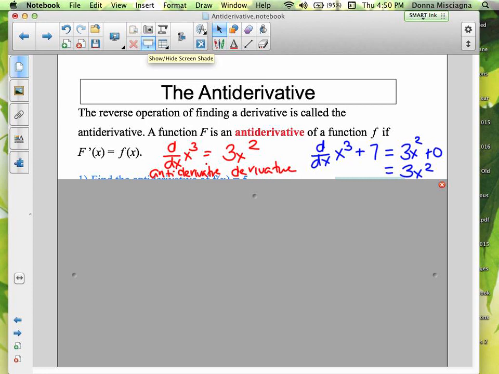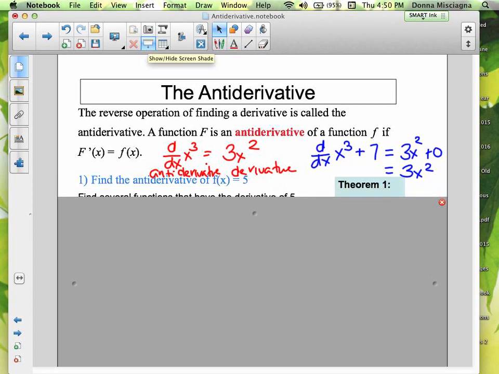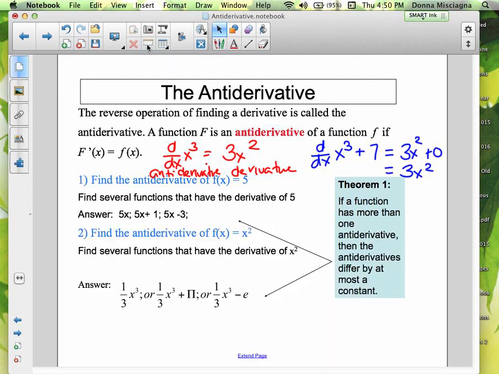And now you've learned one thing about the antiderivative. If a function has more than one antiderivative, the antiderivatives can differ by at most a constant. So there's actually an infinite number of functions that have 3x squared as their derivative. All of them include x cubed and some constant. So no matter what the constant is, if I take the derivative of x cubed plus some constant, I'm going to get 3x squared. Okay?